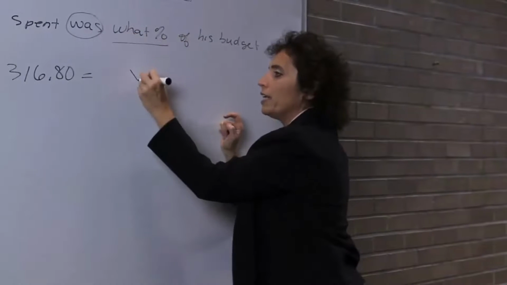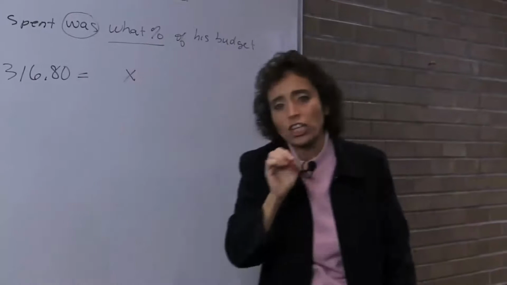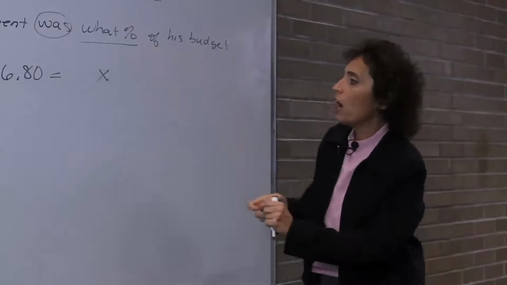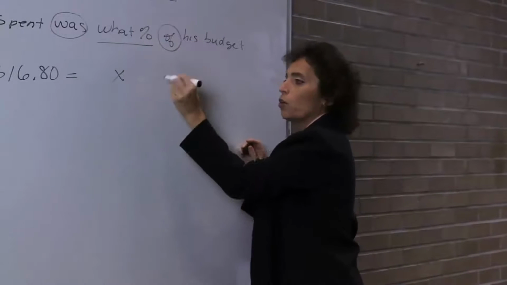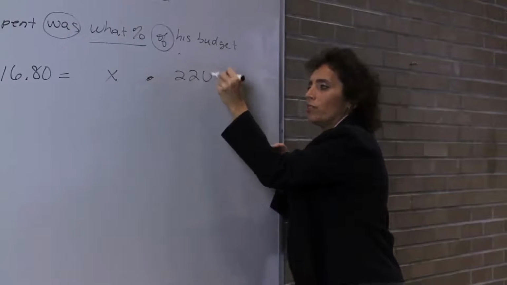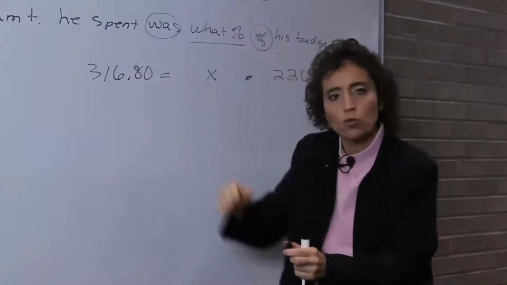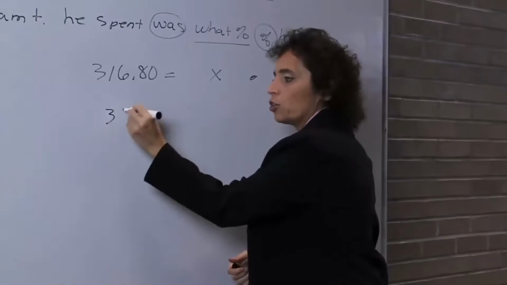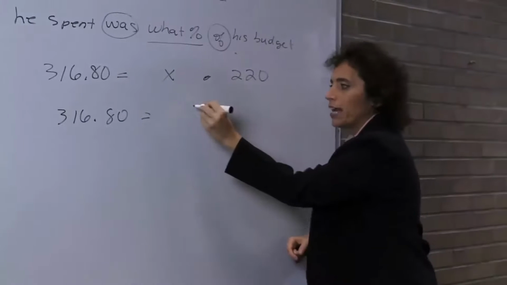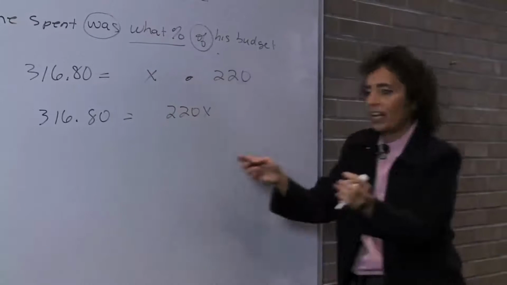I have no idea. But be very careful, because at the end we're going to have to change that to a percent. We know how to change to a percent now, right? We just did that. Was what percent of, another good keyword, of his budget. And his budget was $220. So that's how that looks. All of that tells me exactly what to write down. So now I'm going to take $316.80, and technically, we want to write down the coefficient before the variable, and that's the equation we have.